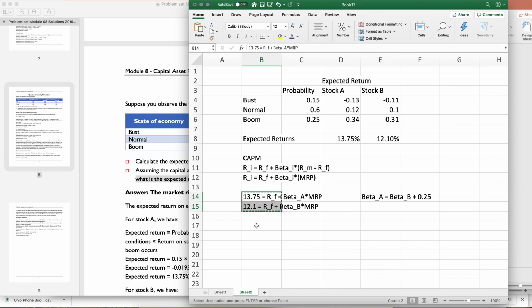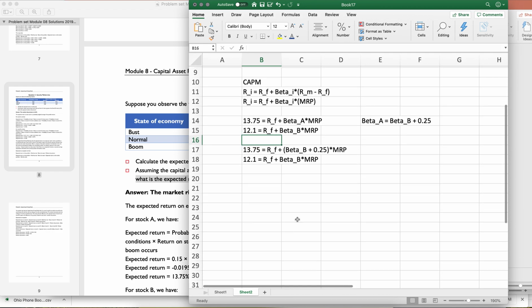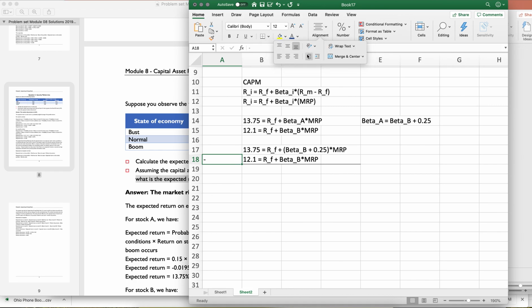All right, so I'm going to take these two equations and rewrite this. I'm going to sub in for beta A, beta B plus 0.25. This is going to be just an algebraic exercise. So what happens if we draw a line under these and just subtract? So this equation minus that one. Let's make this right-centered. There we go, minus that.